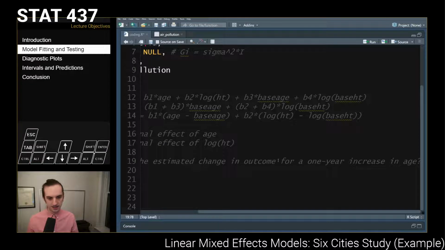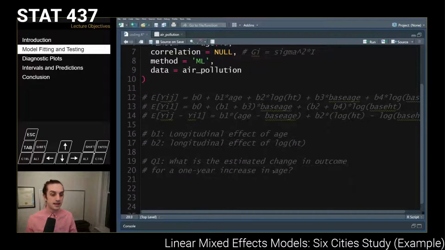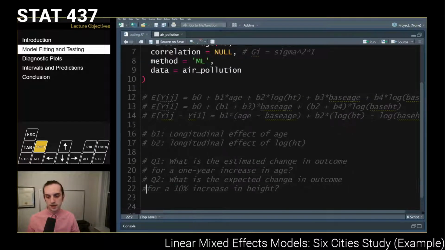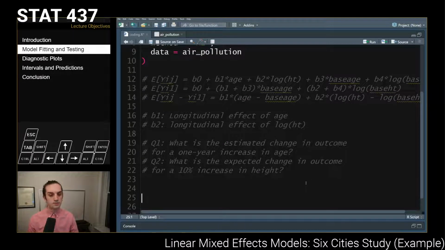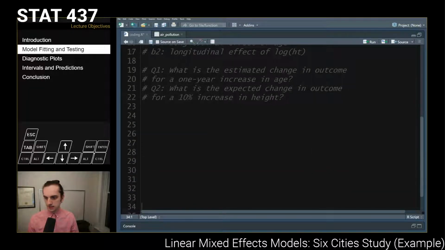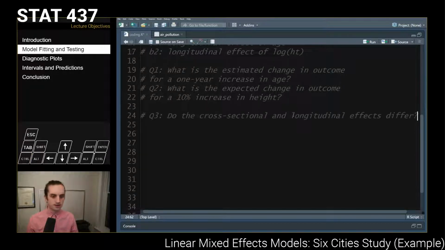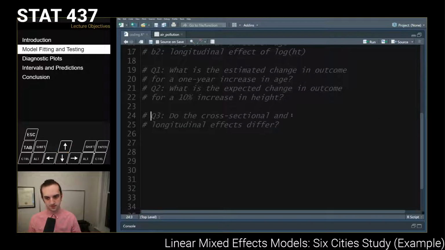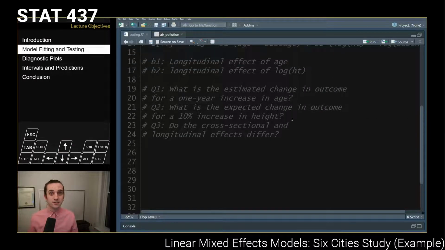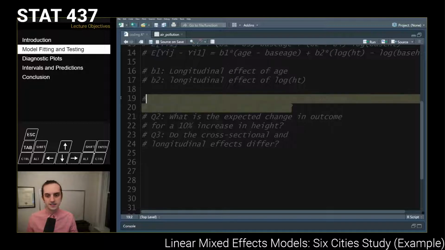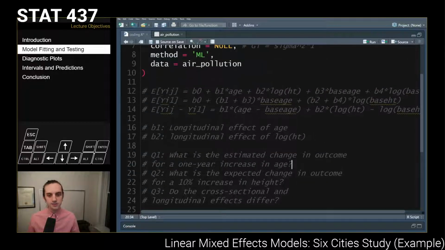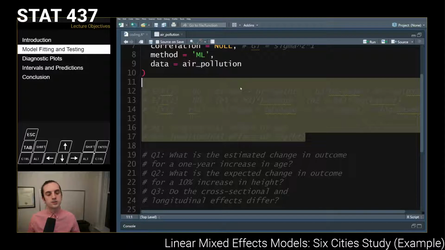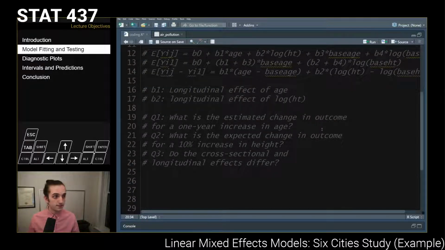to answer from here. The first question is, what is the estimated change in outcome for a 1 year increase in age? Our second question is, what is the expected change in outcome for a 10% increase in the height? And the third question we want to answer is, do the cross-sectional and longitudinal effects differ? These questions are all of scientific interest insofar as we might actually care about these in the real world, but they're related to the discussion we just had about how to interpret the model parameters here.